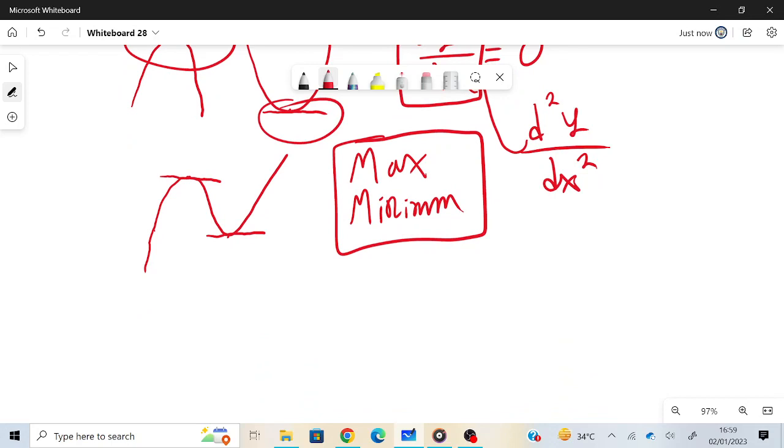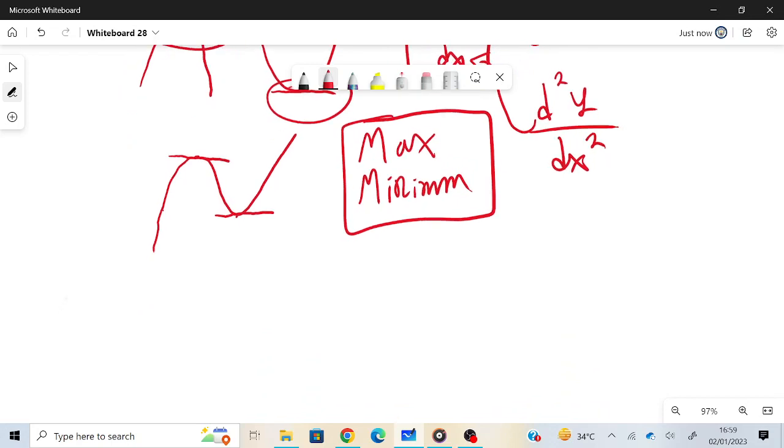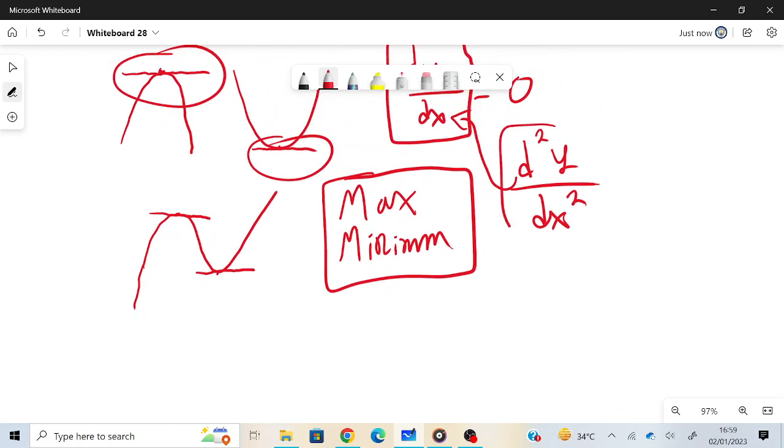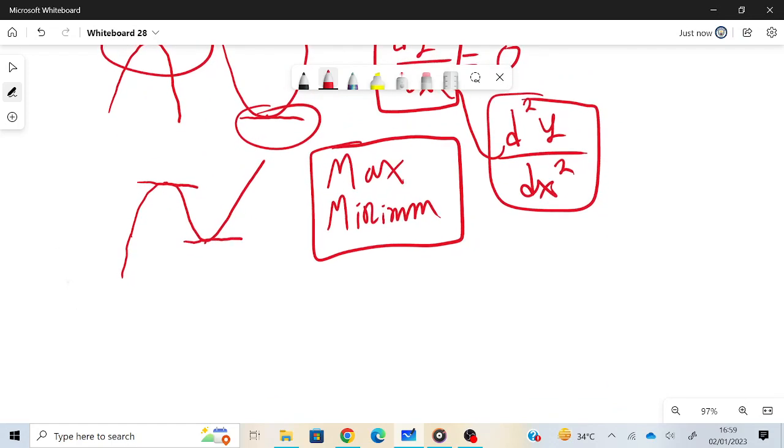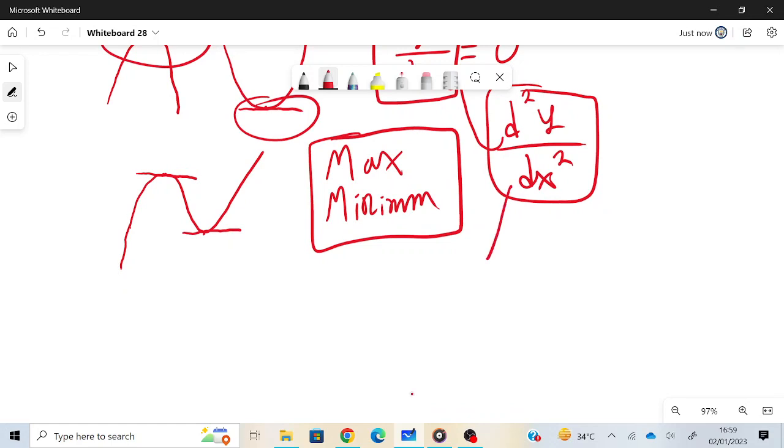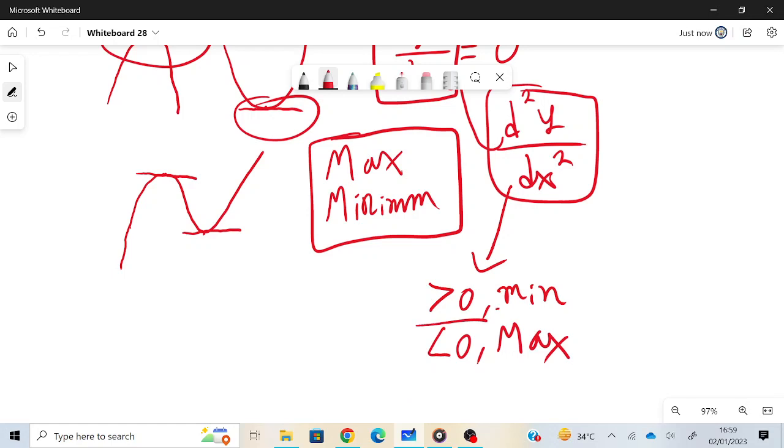Now, for your maximum or minimum, if d²y/dx², whatever you get for d²y/dx², is greater than 0, then it is a minimum point. And conversely, if it is less than 0, then it's a maximum. So you can sort of remember it as the opposite: if the values are less than 0, it's a maximum, and if the values are greater than 0, it's a minimum. Now, how would you get a value?